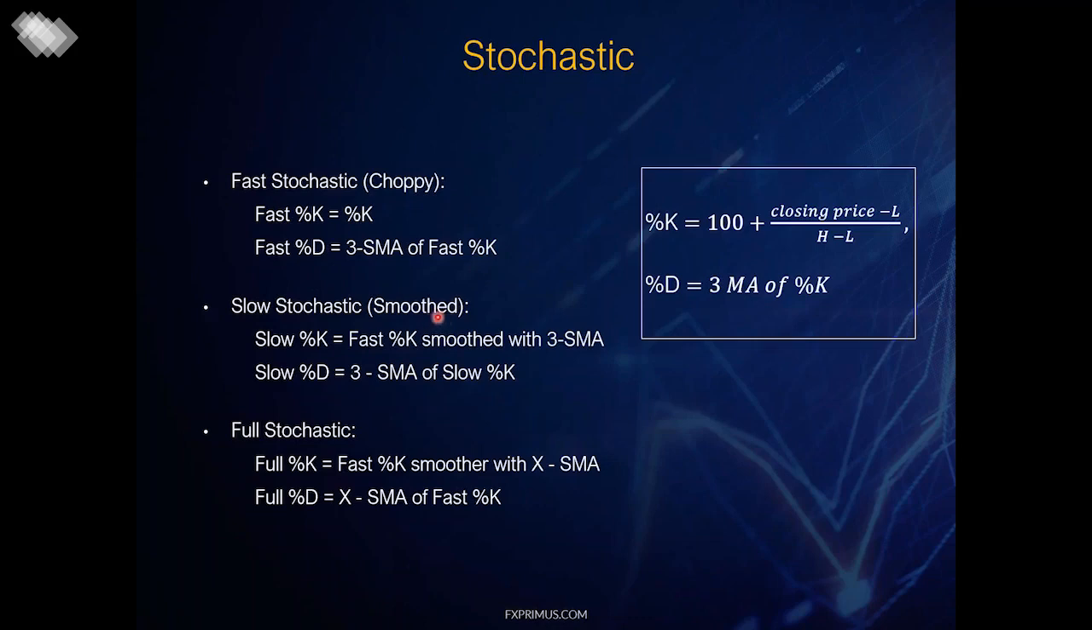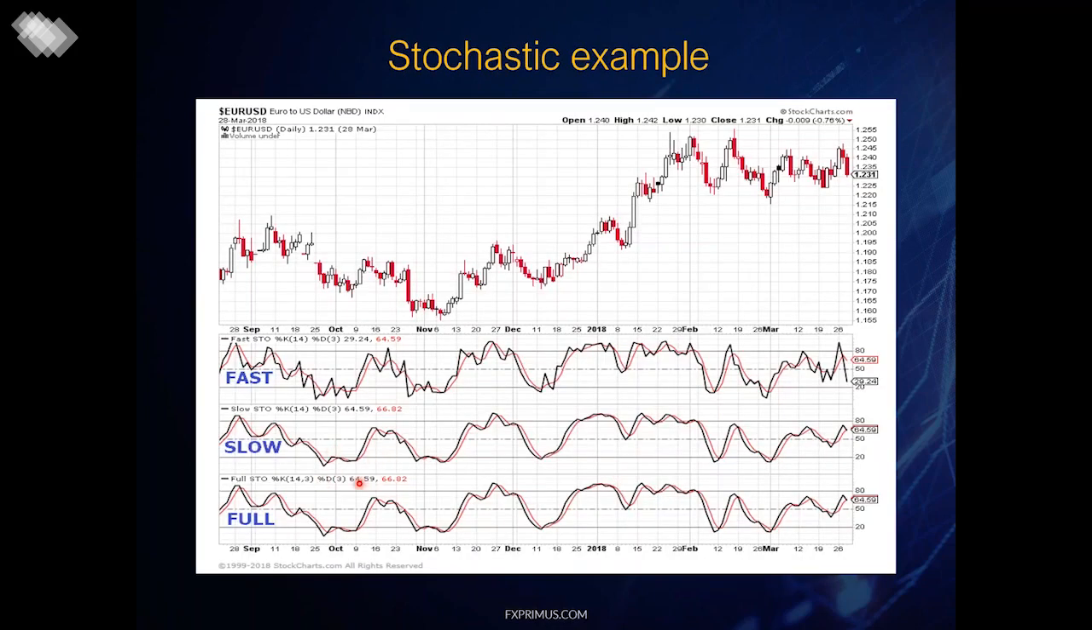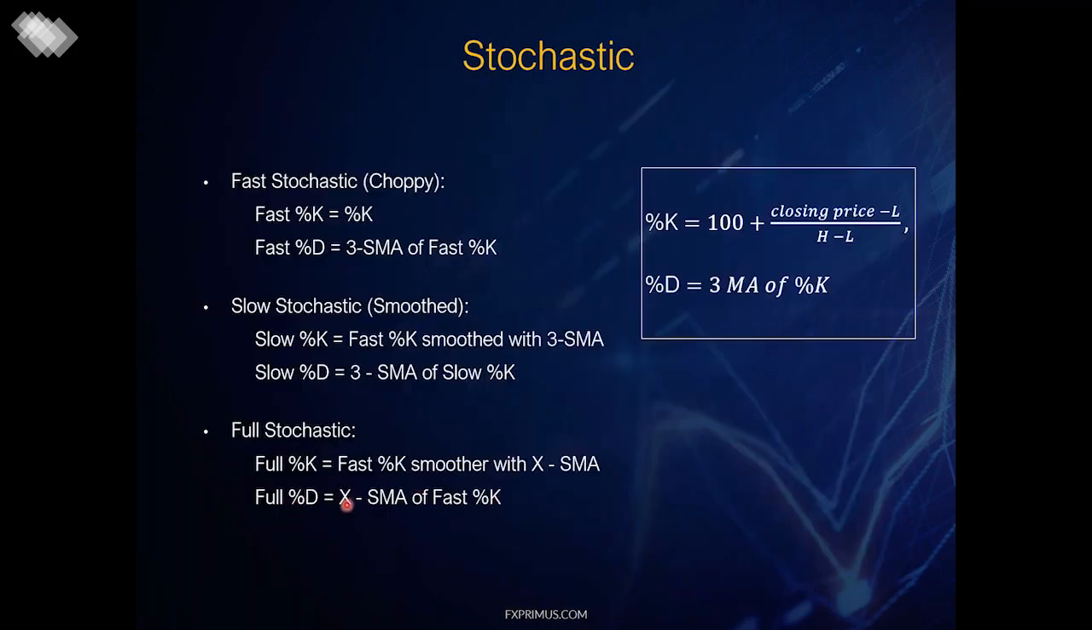Now for the slow, the slow K, for example, is the fast 14 smoothed with a 3 SMA period. And then the slow D is the 3 SMA of the slow K. The full stochastic, of course, you get full 14 periods, the fast 14 smoothed with, for example, a 3 SMA, as we see over here, 5, 14 and 3. And the full D would be the 3 SMA of the full K. Okay. And this is just the general formula of how it works.